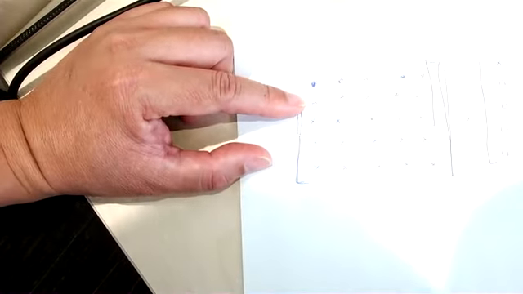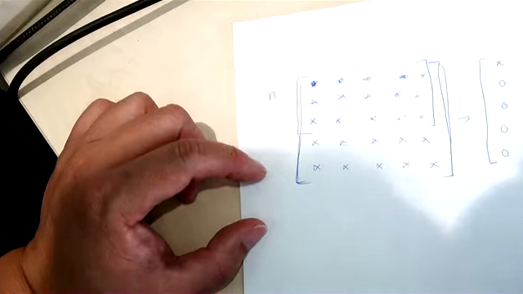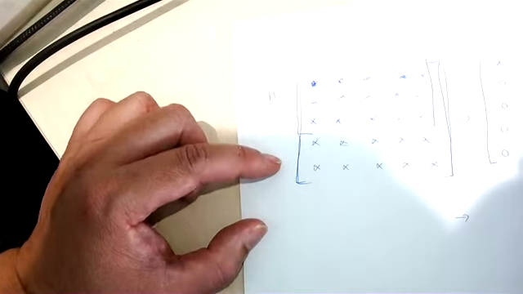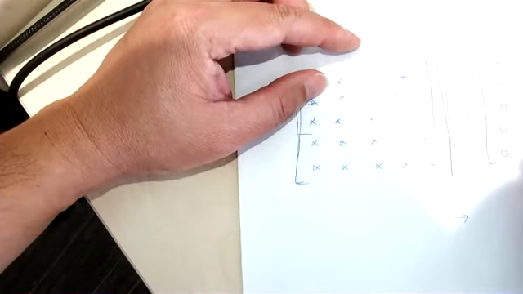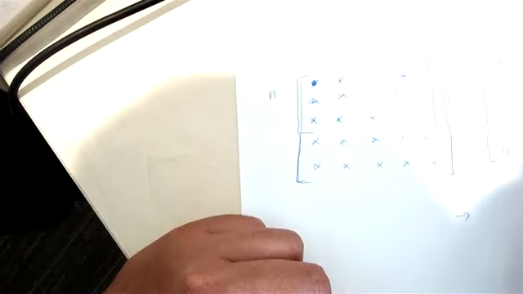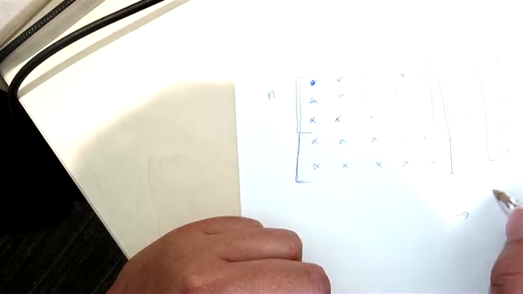Then you have to modify all the elements here. Actually, you fix this row, and then you have to change all the elements here. Then you get something like this.